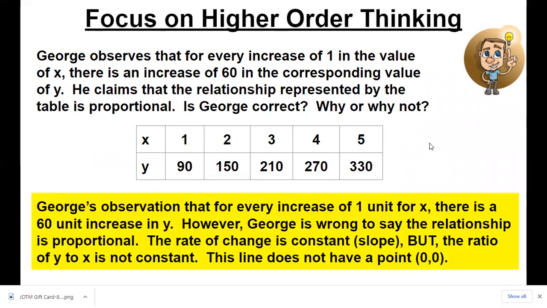Okay? George's observation is correct: for every increase of 1 unit of x, there is a 60 unit increase in y. However, George is wrong to say the relationship is proportional. The rate of change is constant, the slope, right? But the ratio of y to x is not constant. This line does not have a point 0, 0. So if I were to do y over x, I'd do 90 divided by 1, 150 divided by 2, 210 divided by 3, etc.